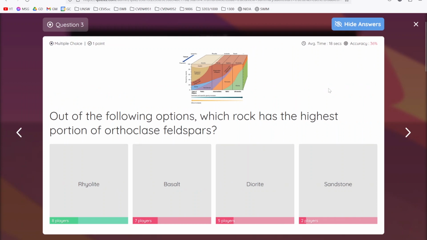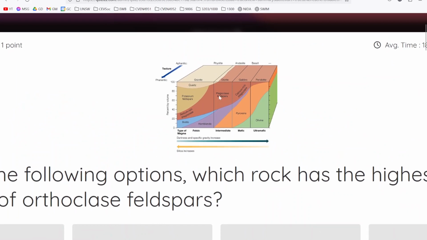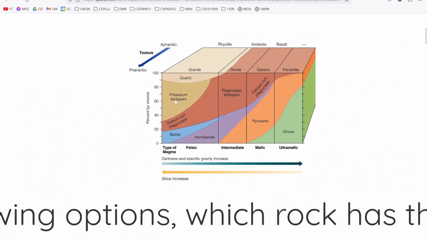Okay, so basically this is just, let me zoom in. So orthoclase feldspars. Remember, that's your potassium feldspars. So I said rhyolite. This diagram looks a bit different to the one that I was showing you before. But the idea is the rock names are up the top here, and the texture is to do with how small the crystals are, and that's due to the cooling time, right? So rhyolite is still over here. Rhyolite has the highest amount of potassium feldspar, basically.